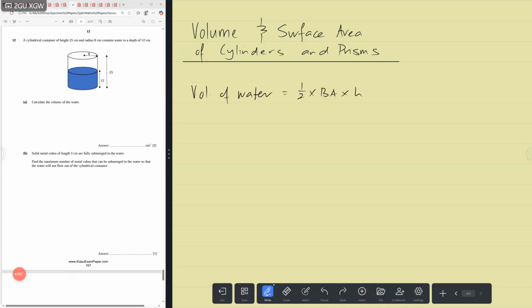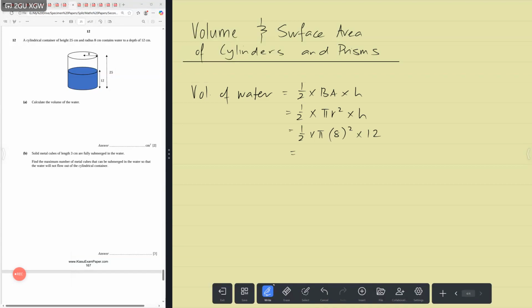And volume of cylinder is given by base area times height. Okay, so in this case, the base area of a cylinder is a circle. So area of a circle is pi r squared multiplied by height. Okay, so substituting the values, pi, the radius in this case is 8, so it's 8 squared, multiplied by height. Height of water is only up to 12 cm. So instead of 25, put up to 12 cm.